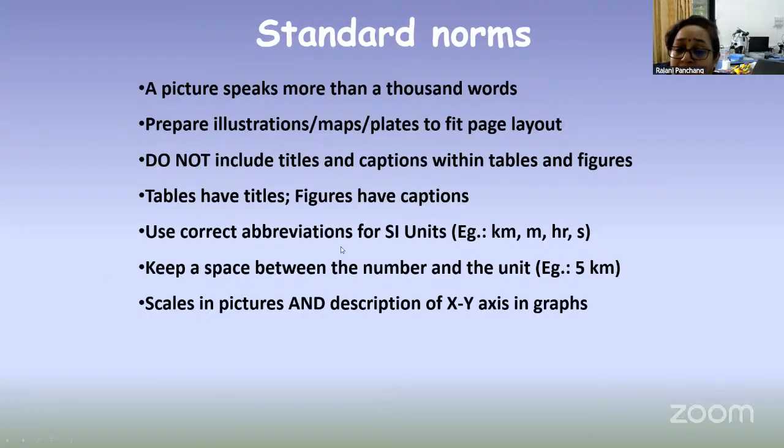Use the correct abbreviation. km has to be like this, and meter has to be like this. Somewhere you write capital M, somewhere you write h for hour, somewhere you write HR for hour. Second is not capital S, it is small s. You should also keep a space between the number and the unit. Give scales in pictures, always give the description, and label your axis.